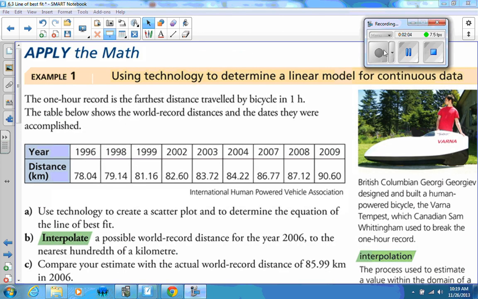So page 402 in your textbook gives you example number 1. We're going to use technology to determine a linear model for continuous data. The 1 hour record is the farthest distance traveled by a bicycle in 1 hour. The table below shows the world record distances and the dates they were accomplished. So how are you going to actually put this in your graphing calculator? Use technology to create a scatter plot and determine the equation of the line of best fit.